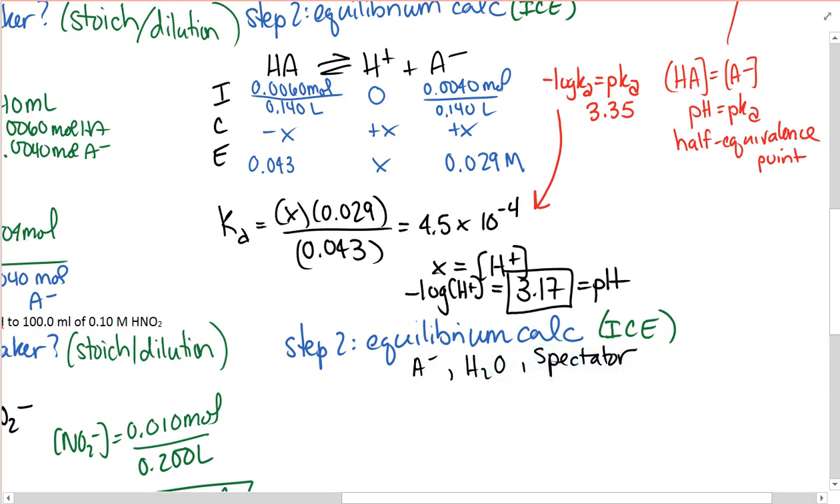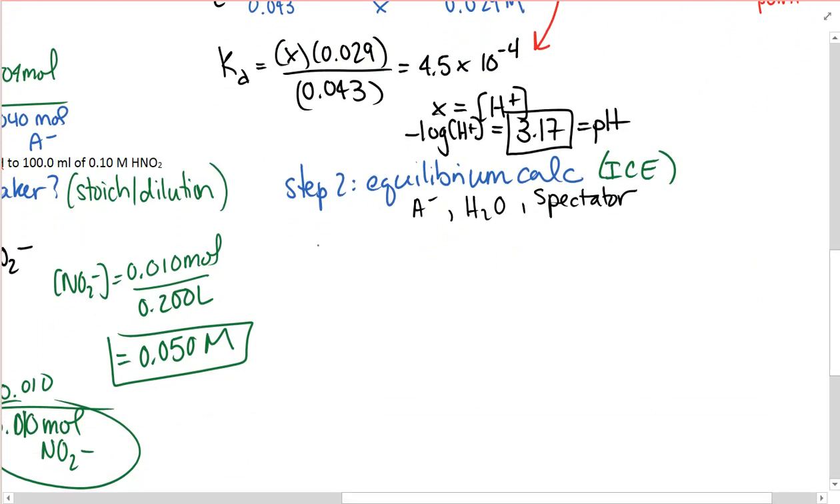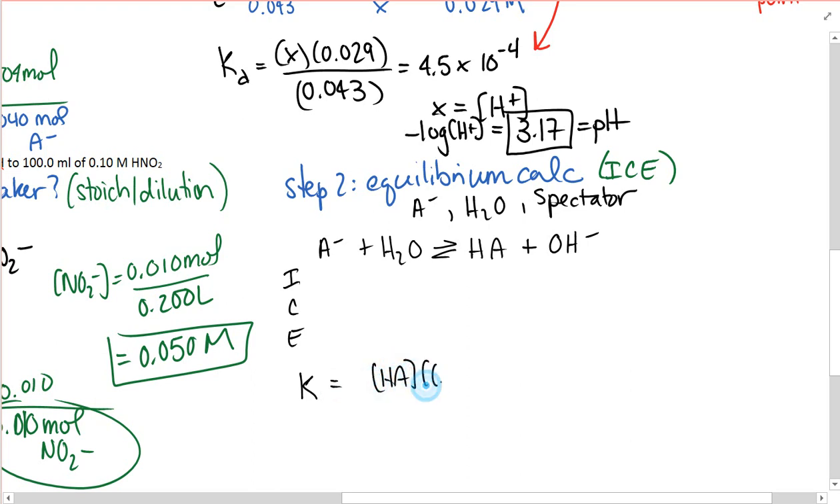So when we're writing out the equilibrium that's occurring, we have to think about what A minus is doing in water. We know that A minus is the conjugate base of HA, so it's going to be a hydrogen taker. It is going to take a hydrogen from water, making HA and the hydroxide ion. We can set up an ICE chart for this. When we write a K expression for it, it's going to be HA times OH minus over A minus. We should notice that this is actually a Kb expression, not a Ka expression.